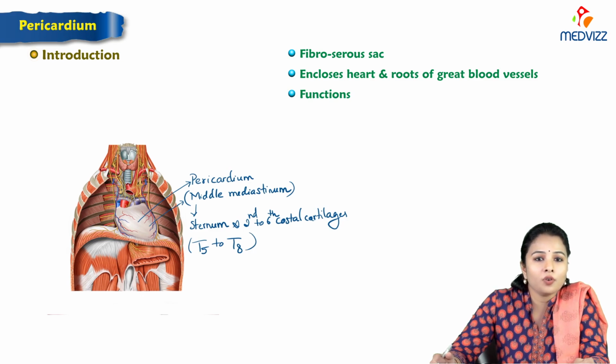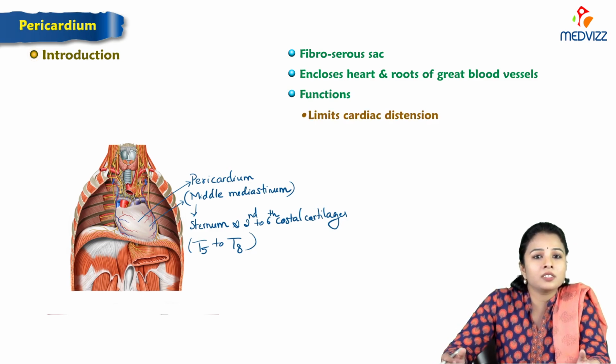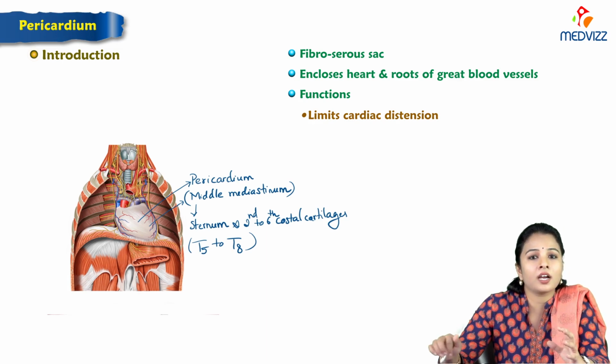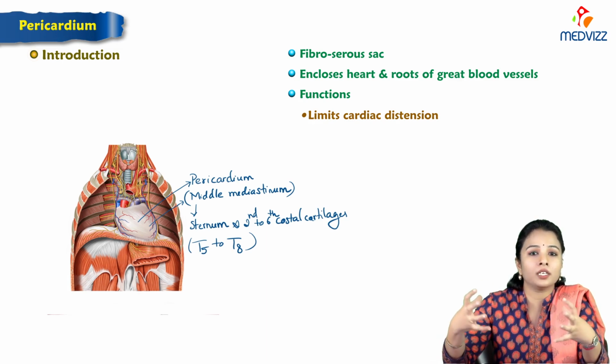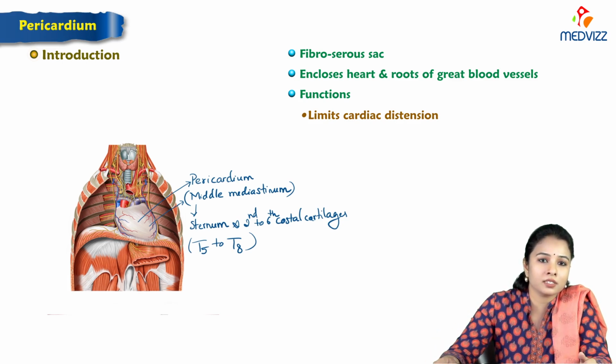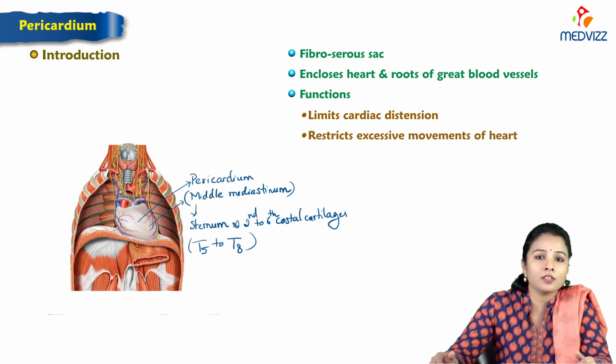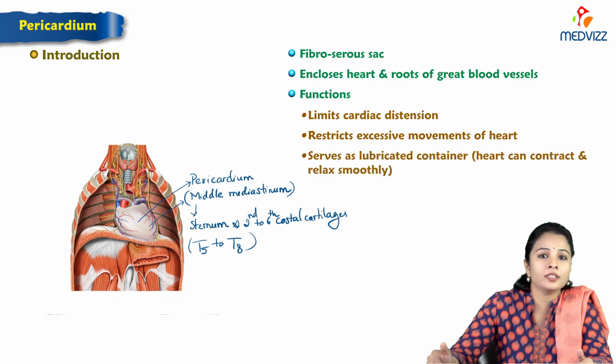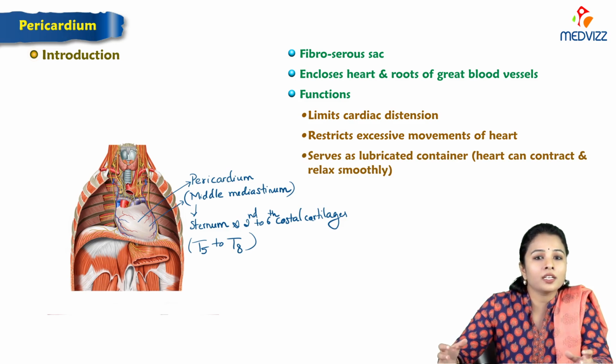So the functions of the pericardium: as it covers the heart, it limits the cardiac distension. Cardiac distension means over dilatation of the heart. So it limits the cardiac distension and restricts the excessive movements of the heart. And the pericardium serves as a lubricated container in which the heart can contract and relax smoothly. So these are the main functions of the pericardium.